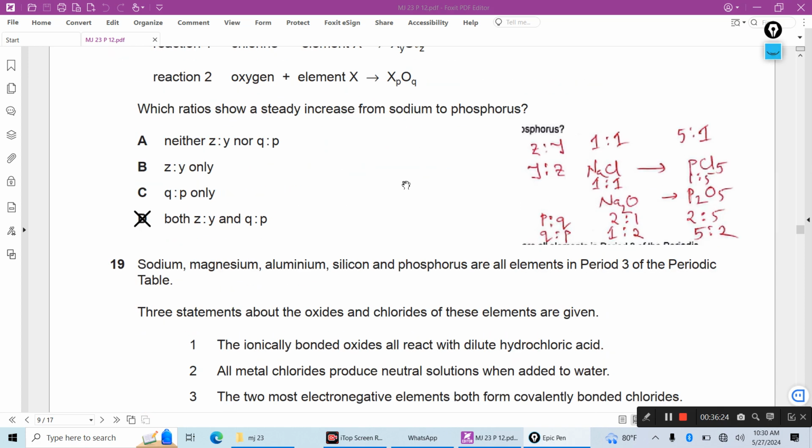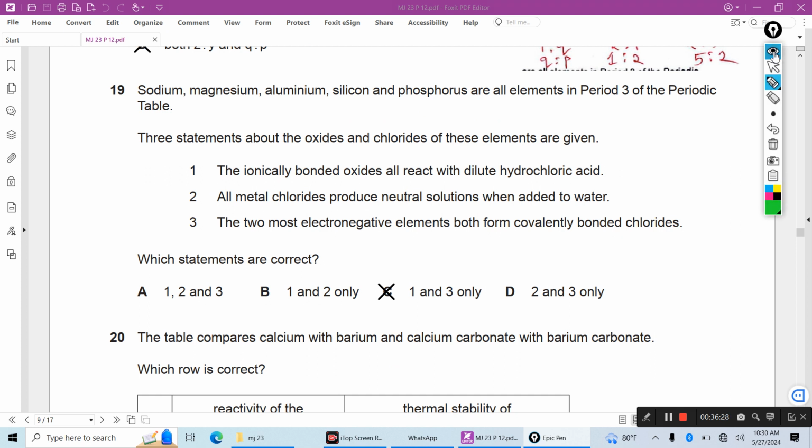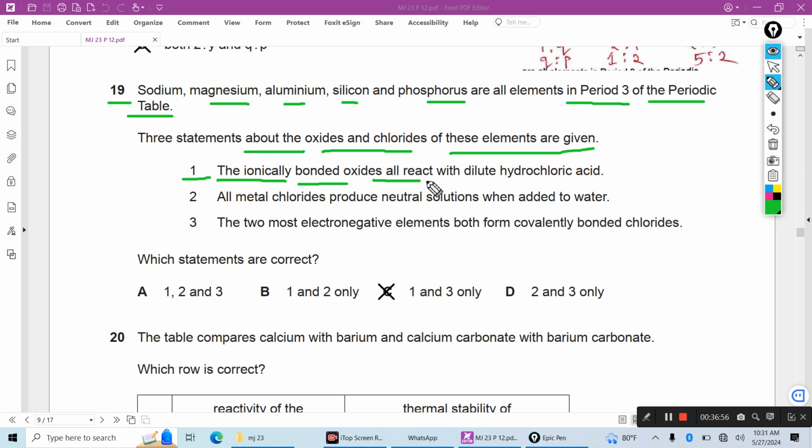Now, sodium, magnesium, aluminium, silicon and phosphorus are all elements in period 3 of the periodic table. Three statements about the oxides and chlorides of these elements are given. Number 1: the ionically bonded oxides all react with hydrochloric acid. Yes, say magnesium oxide and sodium oxide are ionic oxides, so they react with acid because they are metal oxides. Metal oxides are basic oxides, so they will react with acid. Number 1 is true and 3 is also true. So the answer is C.